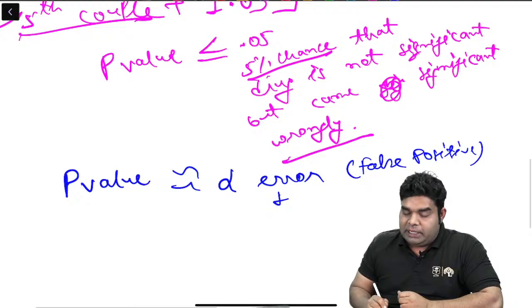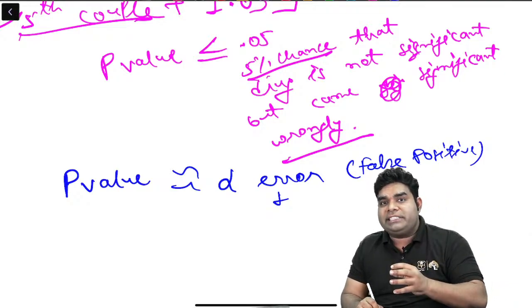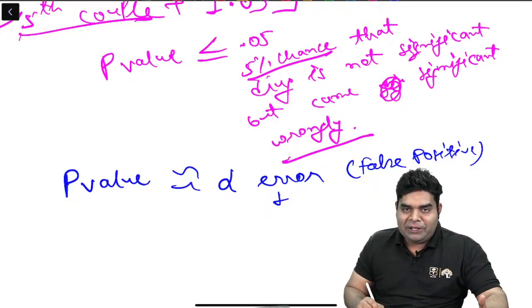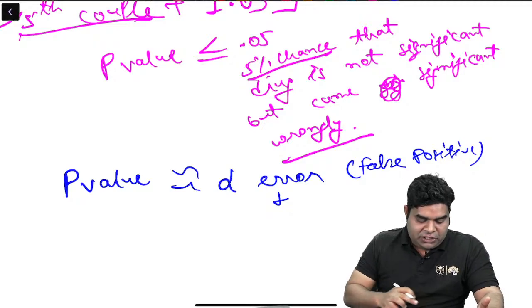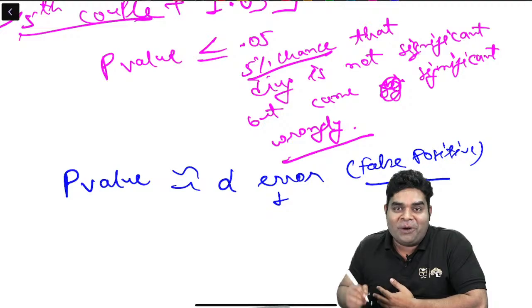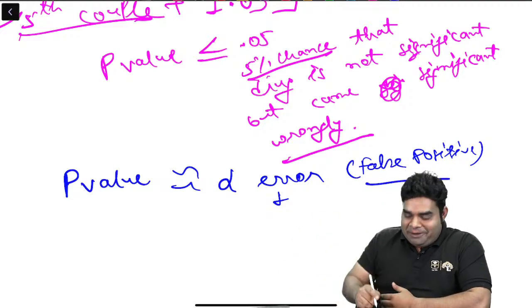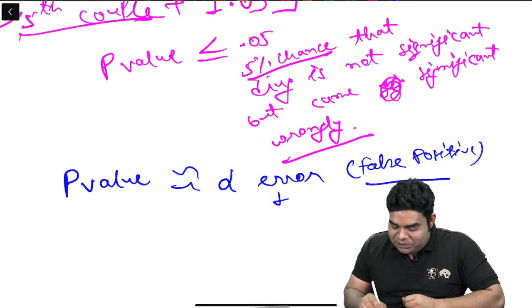It means that we are trying to prove, wrongly proving, a non-significant medicine as significant. Or suppose, let's say, Jishan came and told me that I am pregnant. So he is giving a false positive report. He is making a non-significant thing significant. So that is alpha error.